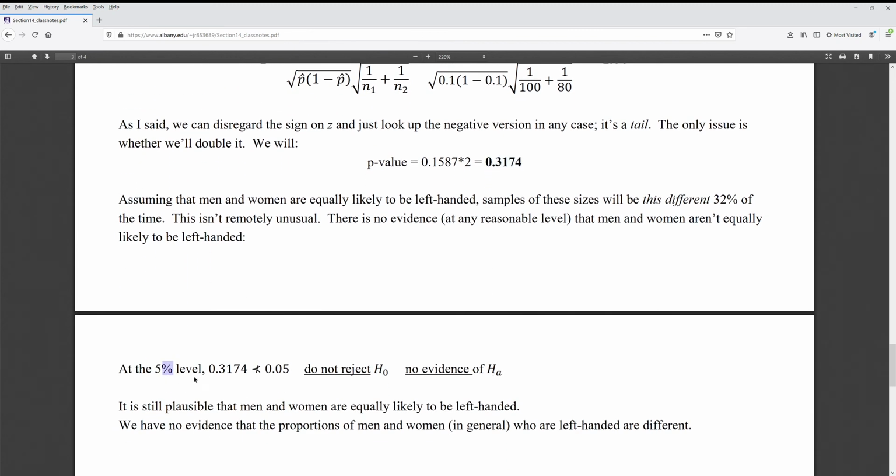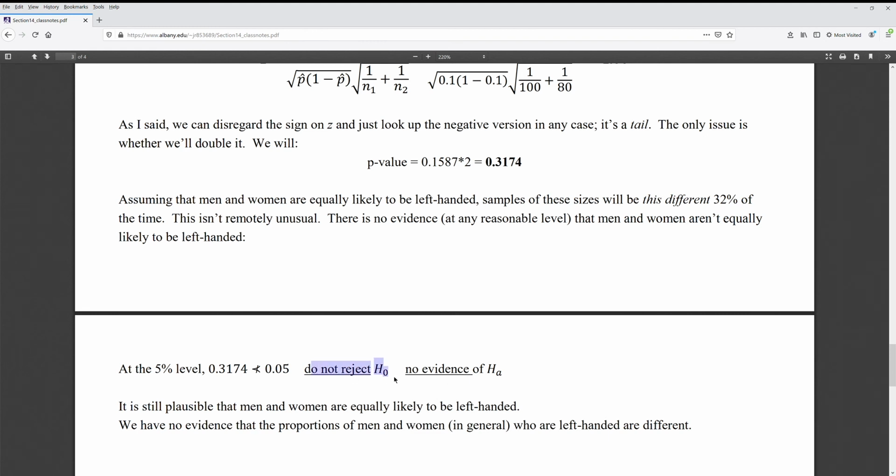At the 5% level, for instance, it's not even close. Do not reject H0, no evidence of HA. It is still plausible that men and women are equally likely to be left-handed. We have no evidence of HA. That is to say, these samples provide no evidence. We have no evidence that men and women are differently likely to be left-handed, that the proportions of all men who are left-handed and of all women who are left-handed are different. They could very well be, but these two samples do not allow us to conclude that.